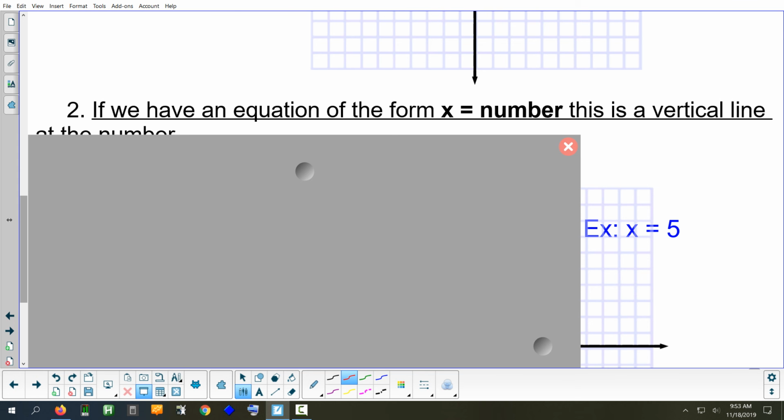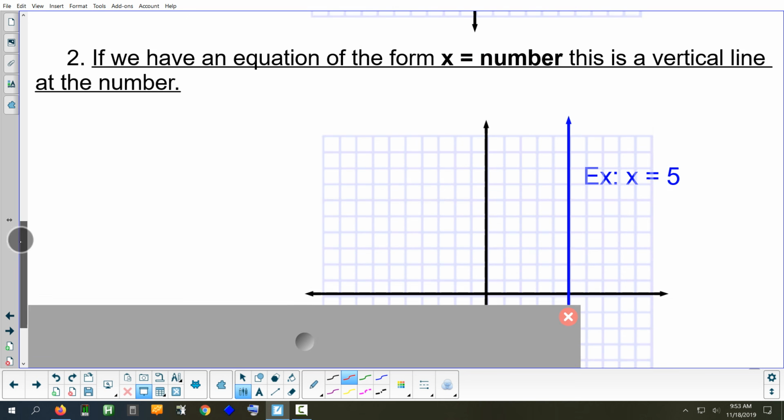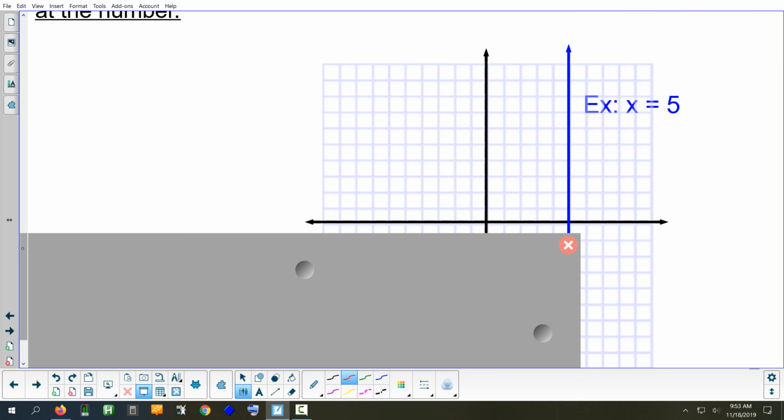But how do you know that that's vertical? Because it's x, right? If it's x, it's vertical. If it's y, it's horizontal. Okay, let me check, make sure I did that one right. 1, 2, 3, 4, yep. It's a vertical line, and then you put it at that number.